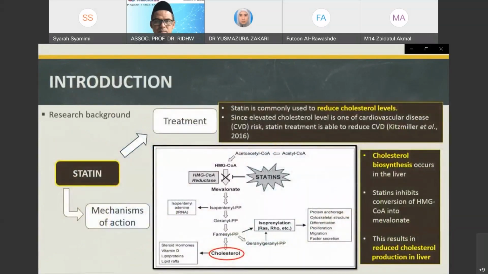So moving on to the introduction. So what is statin? Statin is a commonly used treatment to reduce cholesterol levels. The mechanism of action of statin takes place inside the liver during the cholesterol biosynthesis process, in which statin inhibits the conversion of HMG-CoA into mevalonate, which is a rate-limiting step in cholesterol biosynthesis. As a result, cholesterol production in the liver is reduced.